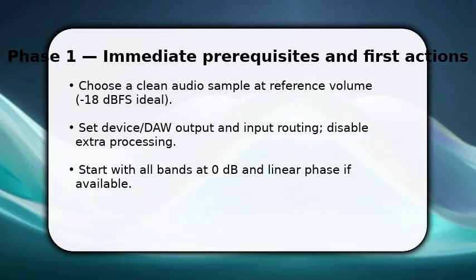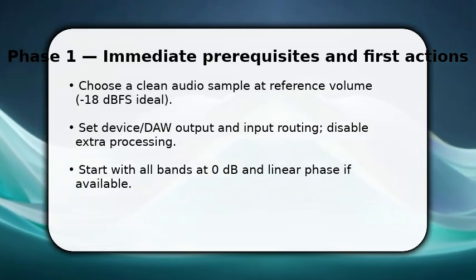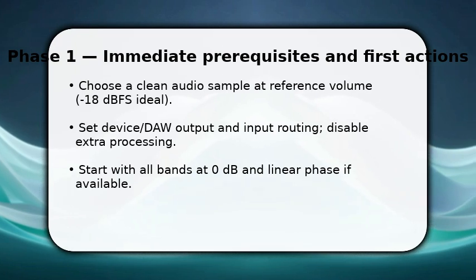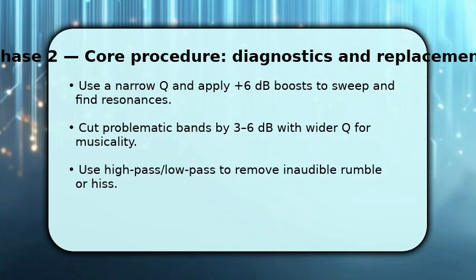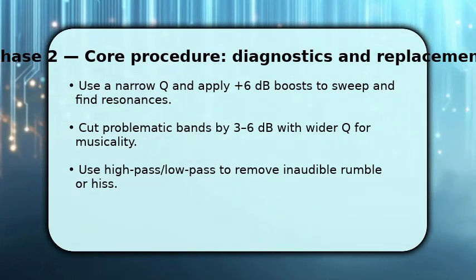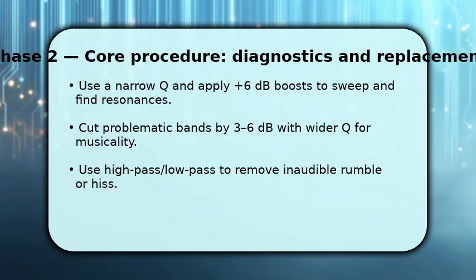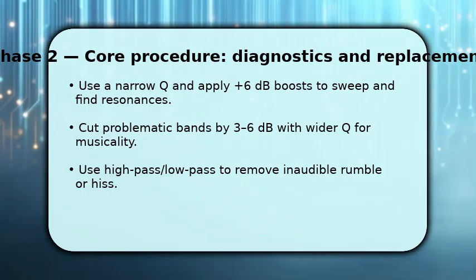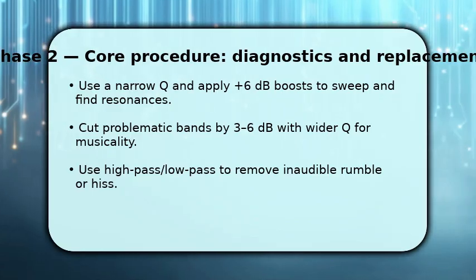You will act on those first, using narrow boosts to identify offending ranges. Next, sweep to find resonances. Use a narrow Q and a temporary boost to locate harsh or boomy frequencies. When you find them, invert that action and cut with a slightly wider Q to preserve tone.